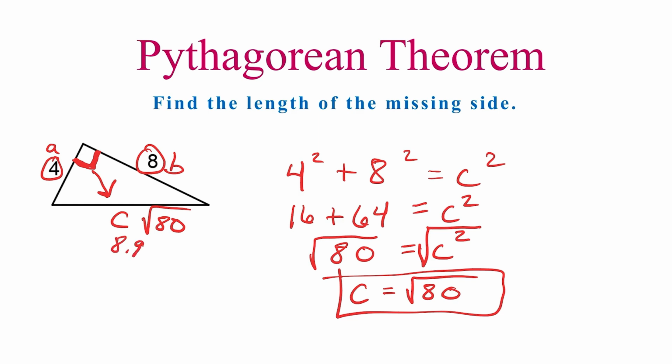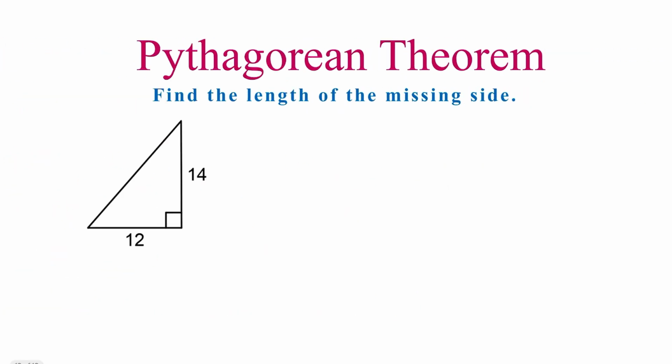And then I look to see, is that longer than 4 and 8? Yes, it is. C should be the longest side. So that passes the reasonableness test. You want to look at it and see if the number makes sense. And that looks like this side's probably about 8.9 or 9. Okay? So let's look at this one.